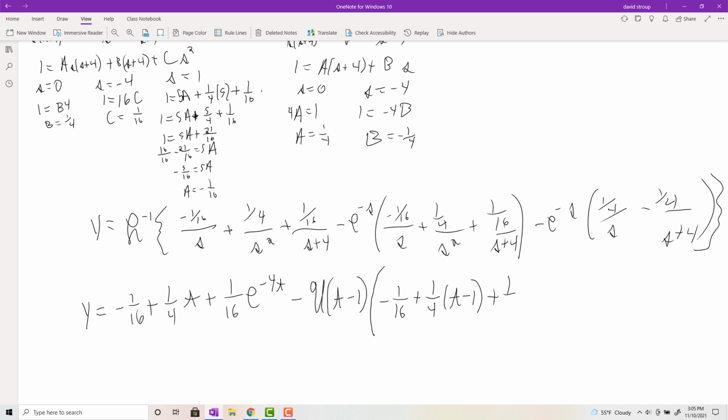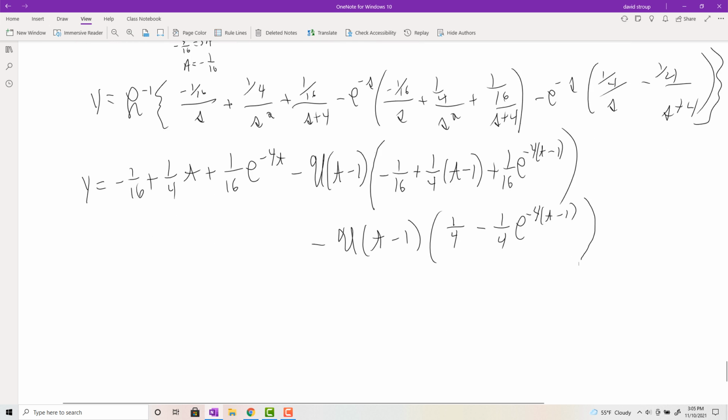And then plus 1/16 e to the negative 4, again I have to shift t to t minus 1. And then minus u of t minus 1 again times 1/4, shifting just 1 over, it's just going to be 1/4, minus 1/4 e to the negative 4 times t minus 1 again. Can't believe those are both shifted the same. Then you can combine some like terms in there.